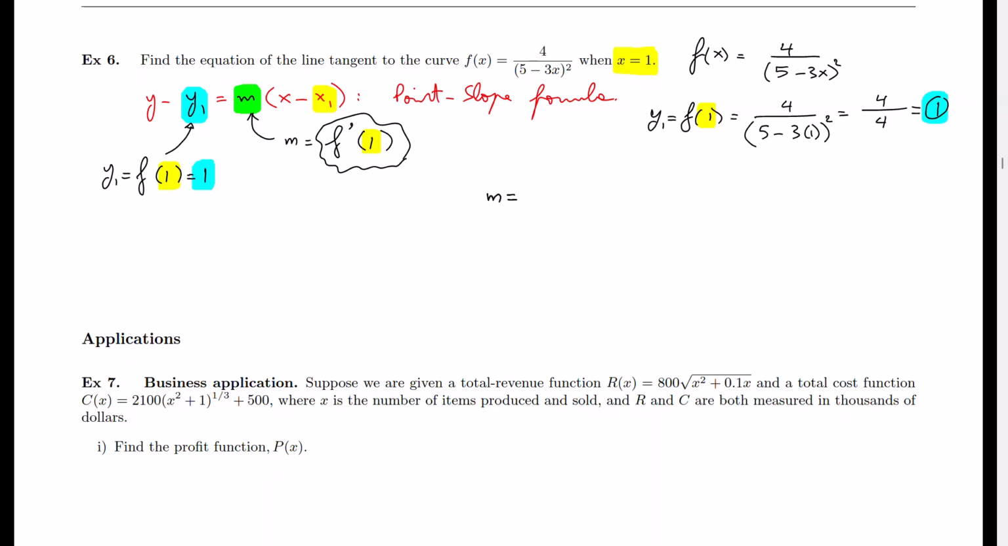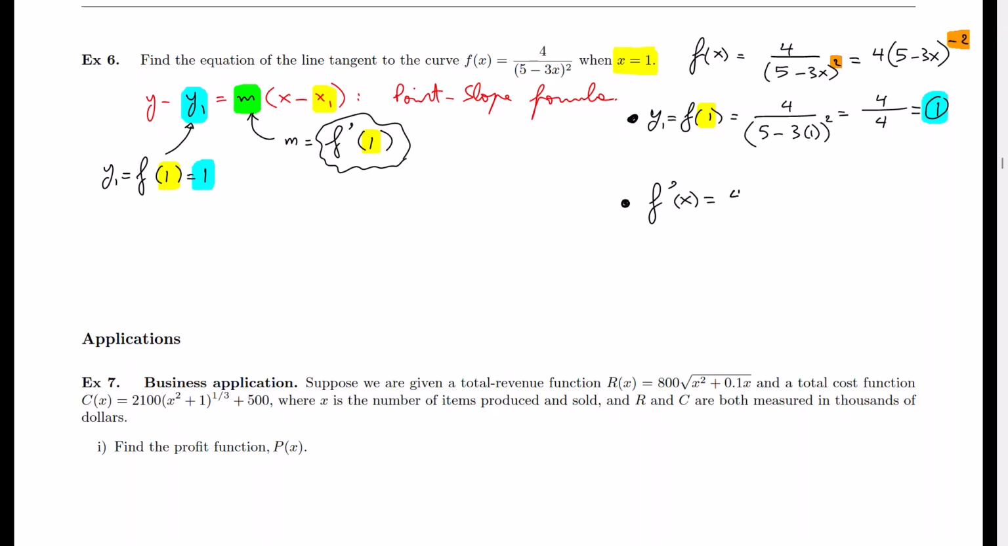So to find m, I'll need the derivative. Now remember, the function itself is 4 over 5 minus 3x to the power of 2. And the numerator does not have a variable. So I can rewrite f as 4 multiplied by 5 minus 3x raised to the power of negative 2 instead. So I can basically take the exponent 2 and make it negative and just put the base in the numerator. And why would I want this? Well, I want this because now it's going to be easy to find f prime. So first we found y1. Let's look for f prime next and then plug in 1 into it.